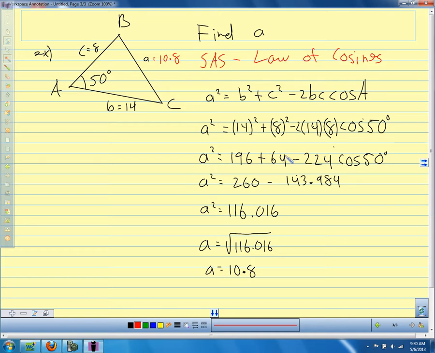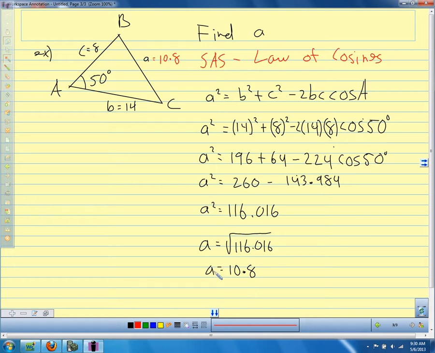All right, so be careful here. Realize that these two numbers are multiplying each other. You can't subtract this number until you multiply it by the cosine of 50 degrees. And then remember that when we're finding a side, the law of cosines gives us A squared. So we have to finish by taking the square root to find our side.